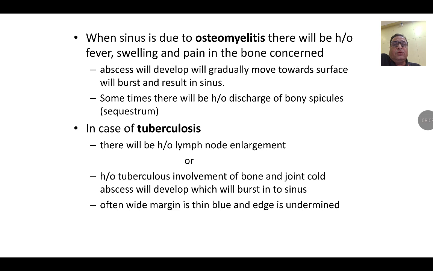When the sinus is due to osteomyelitis, there will be a history of fever, swelling, and pain in the bone concerned. An abscess will develop which gradually moves towards the surface and will burst and result in a sinus. Sometimes there will be a history of discharge of bony spicule or sequestrum. In case of tuberculosis, there will be a history of lymph node enlargement or tuberculous involvement of the bone and joint. An abscess will develop and that will burst as a sinus. Often the wide margin is thin and blue and the edge is undermined.